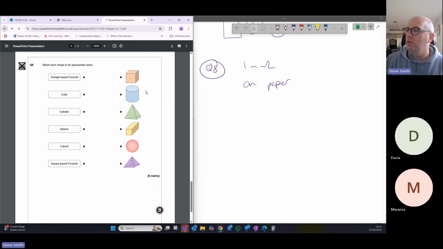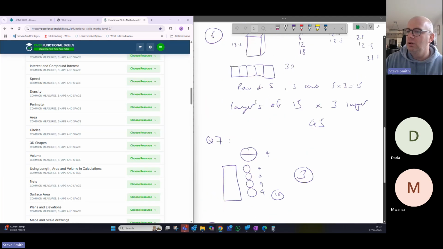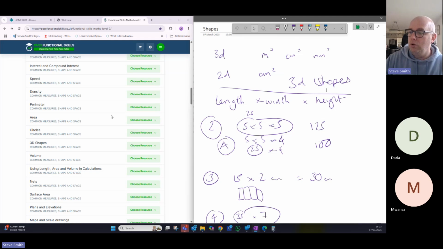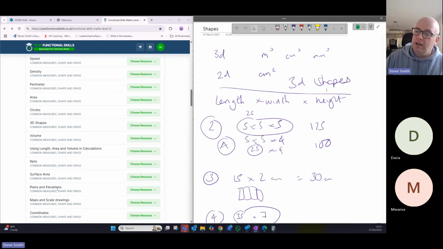I'm going to write down what that worksheet was. That was called 3D shapes. Let me go to the top, 3D shapes, and then we're going to jump straight in. We're not going to go too complicated, but we're going to look at plans and elevations, and also nets.